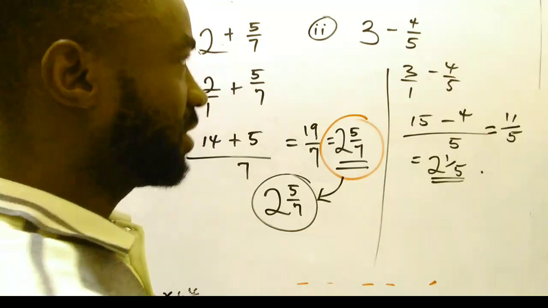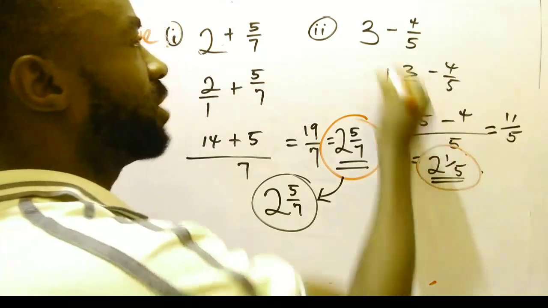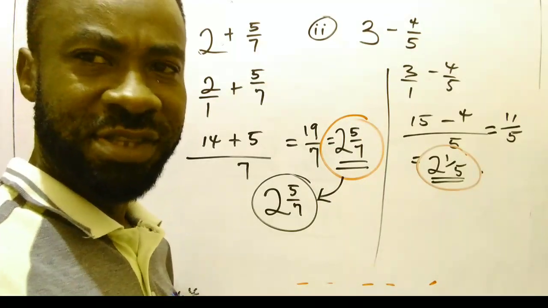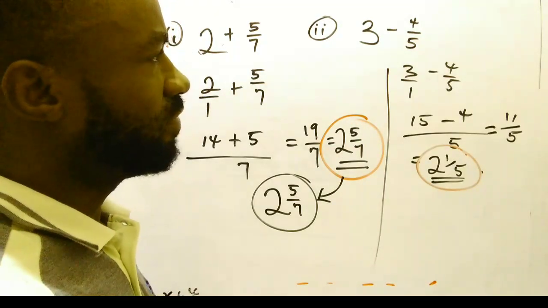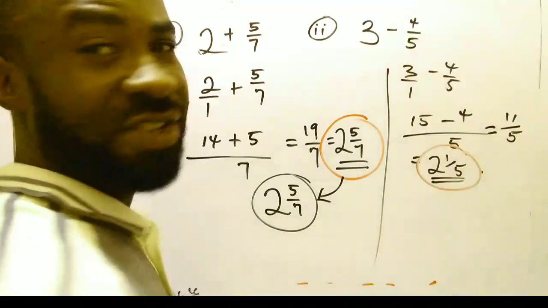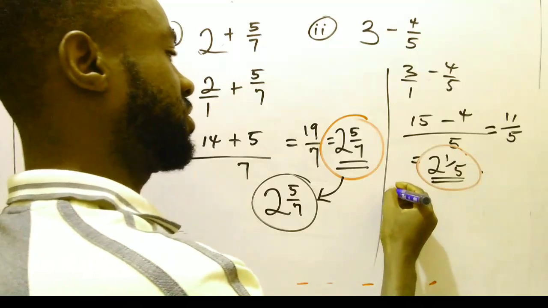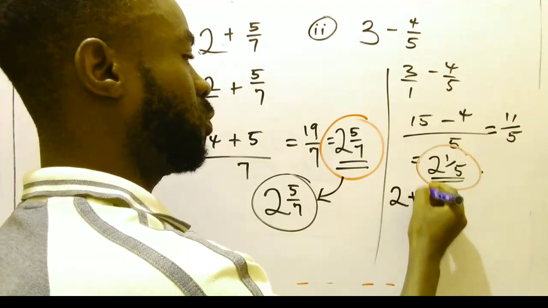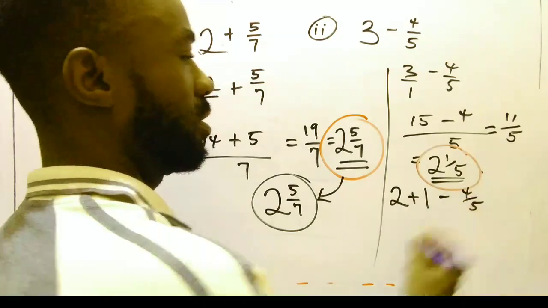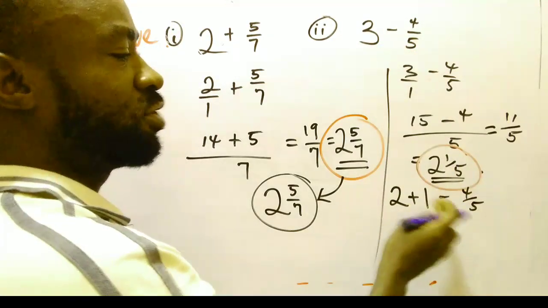You can see that it is not the same thing as merging these two together. Now, is there any other way we can solve this? Yes, there is. Now watch. This 3, I know that 3 is the same thing as 2 plus 1. Okay? So this 3 now, I've split it into 2 plus 1.